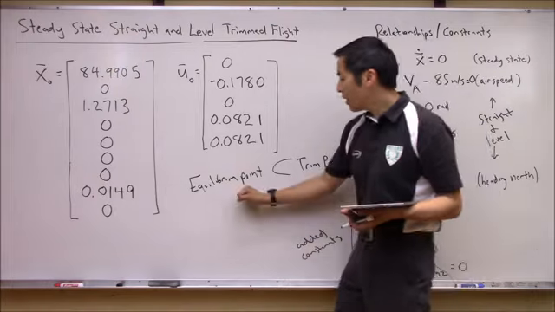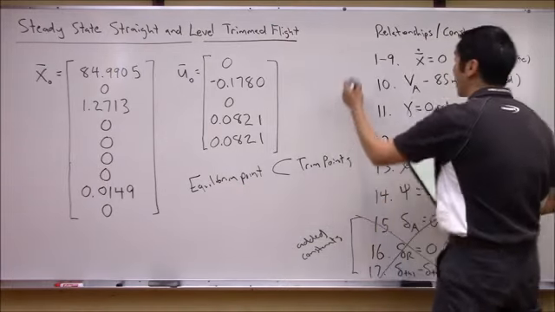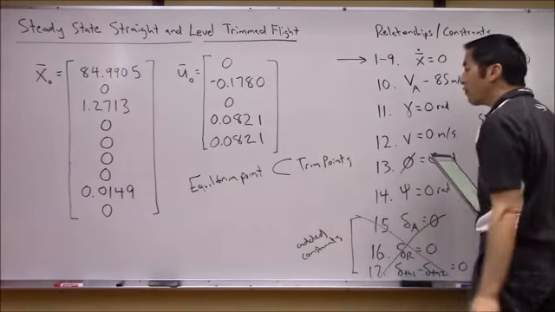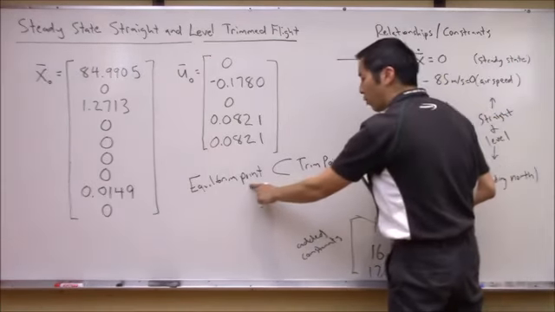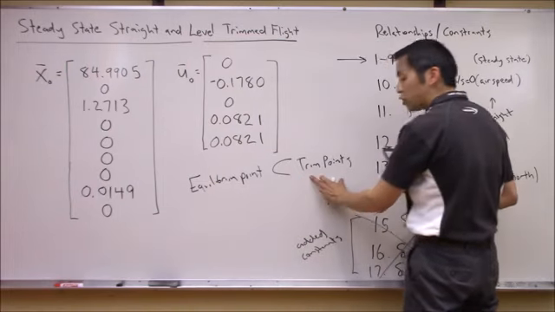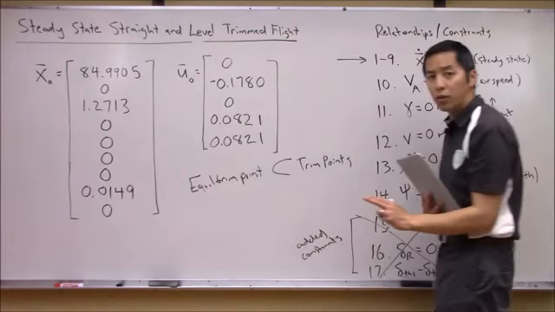Now, the thing that makes it an equilibrium point, as we talked about earlier, is basically this set of constraints, right? If you satisfy the condition that X dot is equal to 0, then you have an equilibrium point. So an equilibrium point is definitely a trim point, but a trim point is not always an equilibrium point, right?